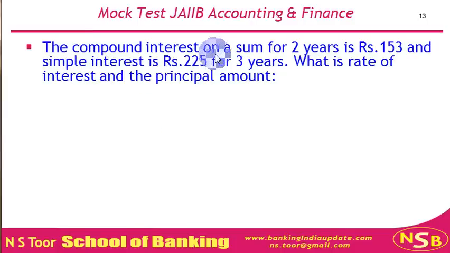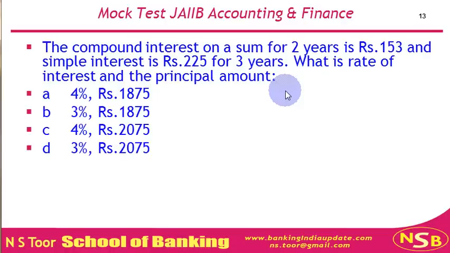The compound interest on a sum for 2 years is 153, and simple interest is 225 for 3 years. What is the rate of interest and the principal amount? Here we are given compound interest on a particular amount for 2 years. We are also given simple interest for the same amount for 3 years, and we have to calculate the interest rate and principal amount. Here goes our answer.